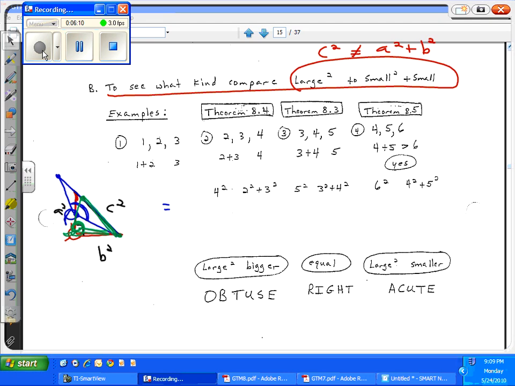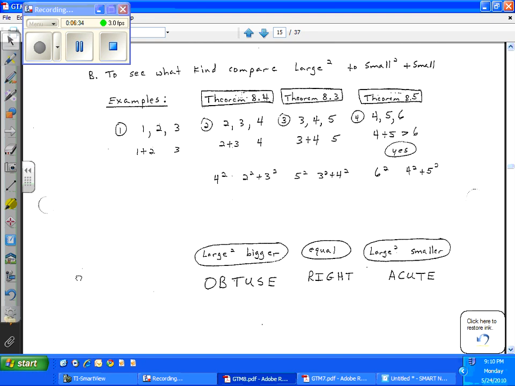So if the square of the larger side is bigger than the sum of the squares of the smaller two sides, it's obtuse. If the square of the larger side is equal to the sum of the squares of the smaller two sides, it's a right triangle. Or if the square of the larger side is less than the sum of the squares of the other two sides, then it is an acute triangle. So let's look at these examples, okay?